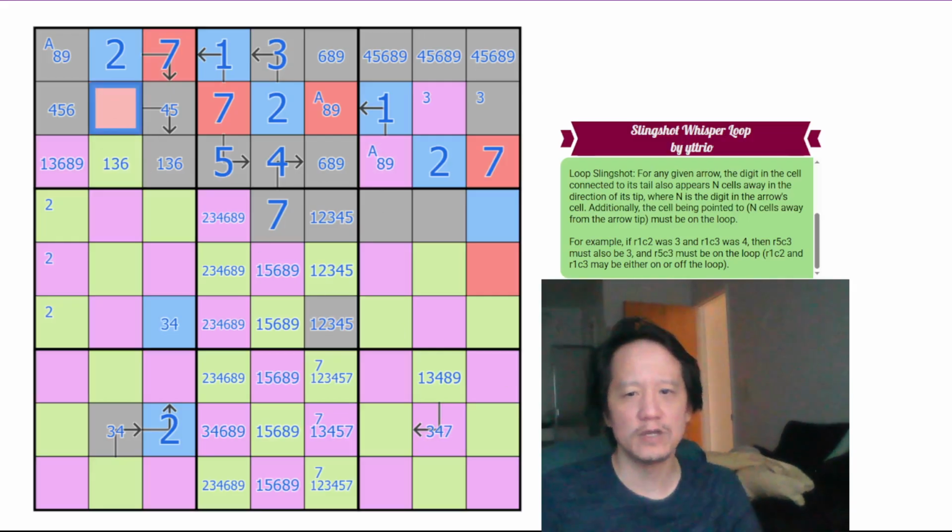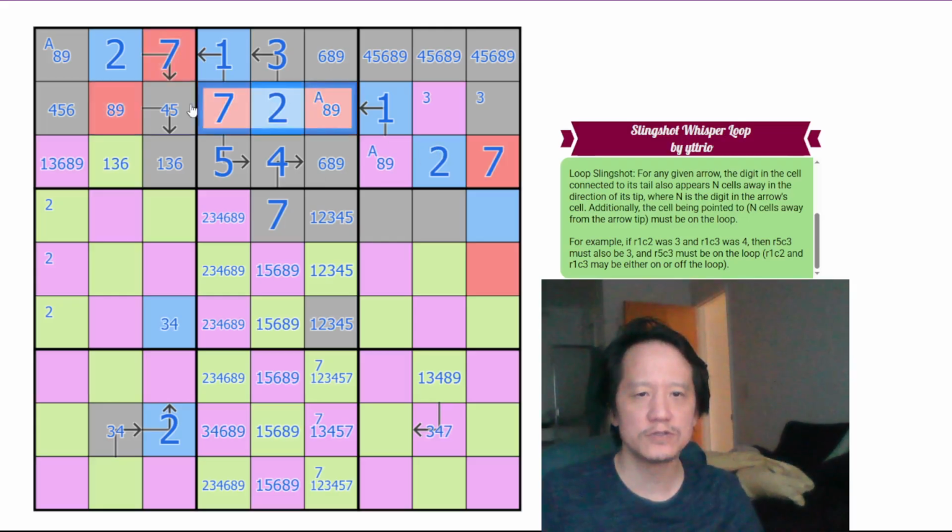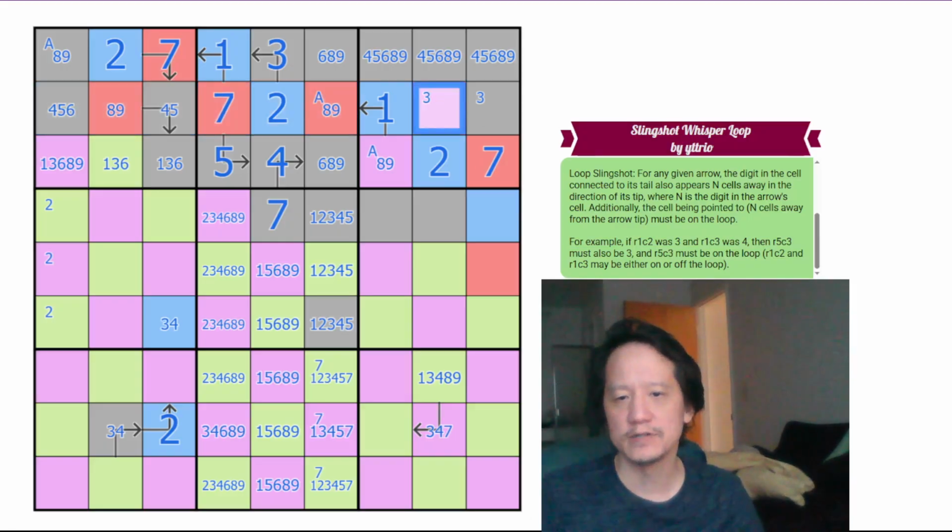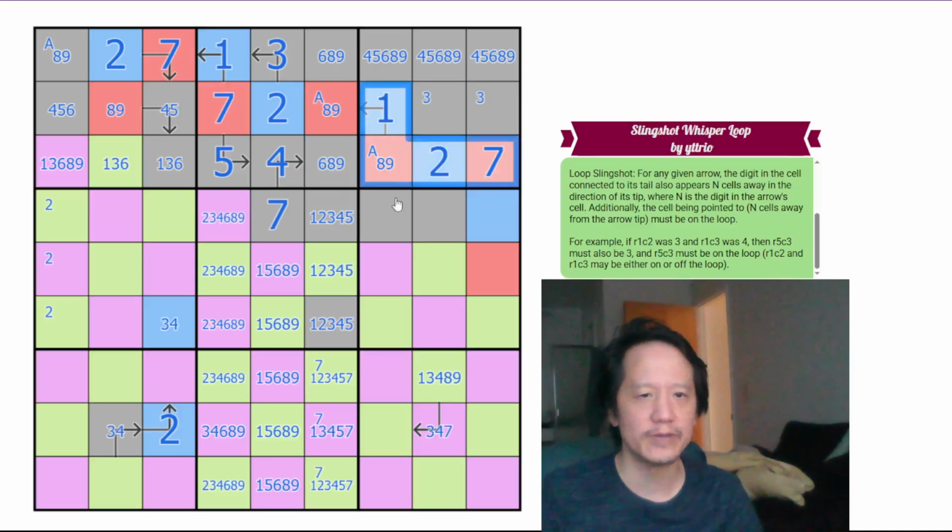And this must be 8 or 9, because 2 can only be next to 7, 8, or 9, and 7's already taken. So this is an 8, 9 pair. If this were on the loop, it would have to be a 6, because it could not be 7, 8, or 9, because of the 8, 9 pair in the row and the 7. And that's not allowed. So this is not on the loop. Therefore, this is on the loop and is the 8, 9. That matches. Okay, it must go here.